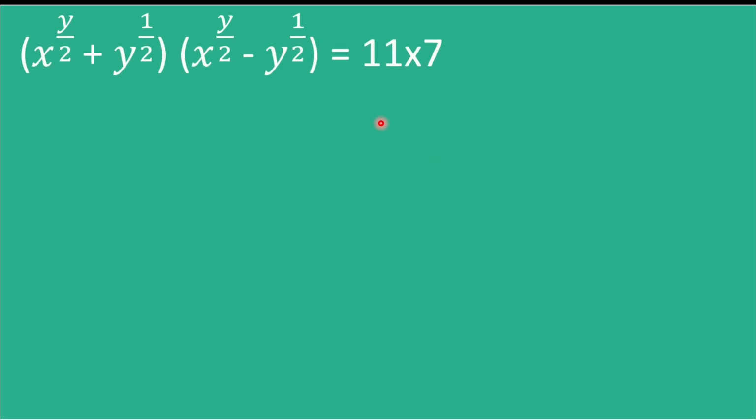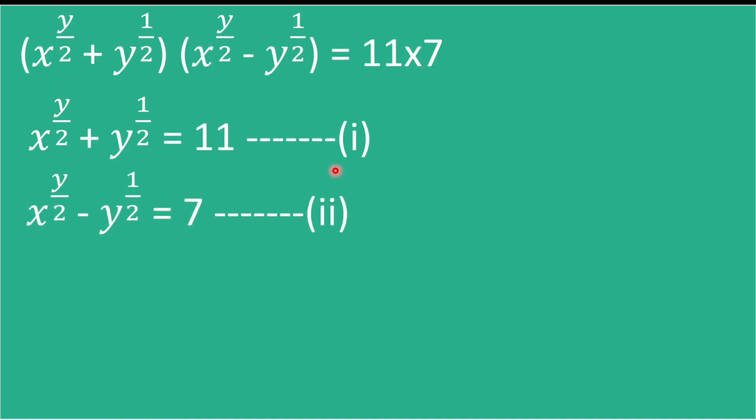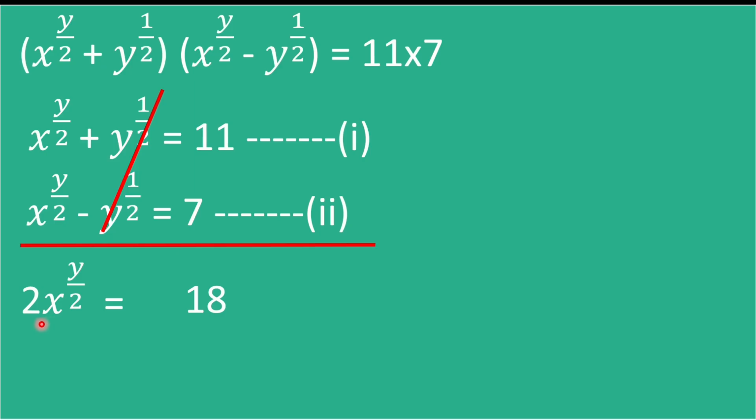In case 2, as we have discussed, we will factorize 77 into 11 times 7, and now we will compare these values. This value will be equal to this one. So x power y divided by 2 plus y power 1 divided by 2 equals 11, and similarly this value will be equal to 7, and this is equation 2. And again we will add these two equations, so this will become 2 times x power y divided by 2, and these two values will cancel each other, and 11 plus 7 equals 18, and then we will divide both sides by 2, so this will become x power y divided by 2 equals 9.